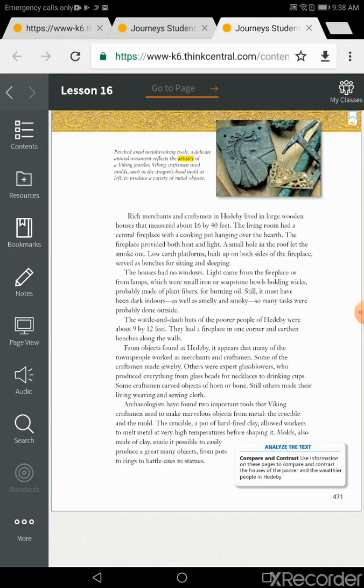How did the merchants and craftsmen in the village of Hedeby, if you can remember, live? How was their lifestyle, and so on? How did they make fire, if they did, and all of these details. So try to pay attention to these things on page 471. And don't forget that from this page, guys, we are going to answer question number one in the homework sheet, okay? So let's have a quick reminder about the question and come back.